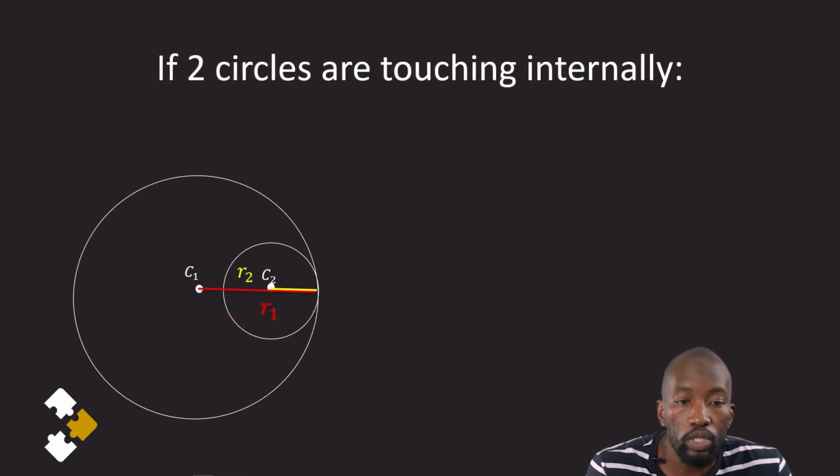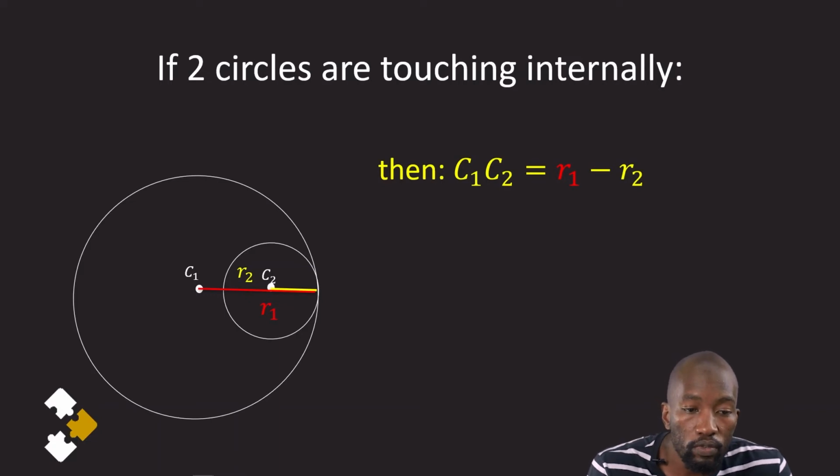Now if two circles are touching internally, that just means that to find the distance C1C2, all we need to do is find the radius of circle 1, right? Then subtract the radius of circle C2 from it, because C1C2 is this whole distance. Then we just need to get rid of the small distance, right? And how do we do that? We just say R1 minus R2.